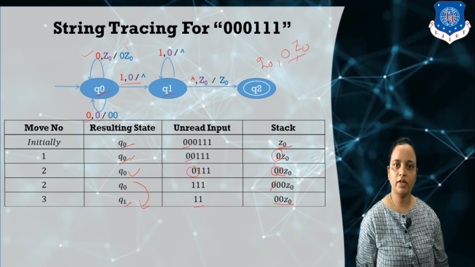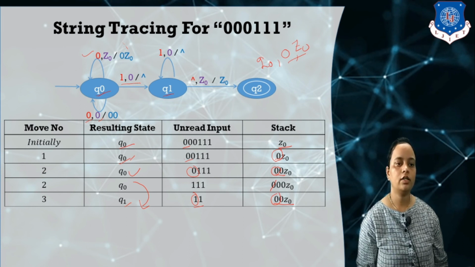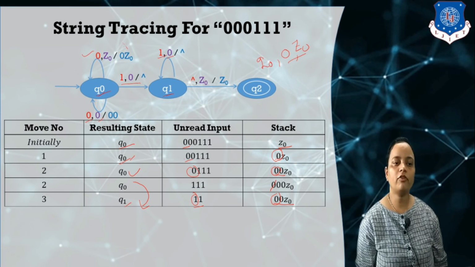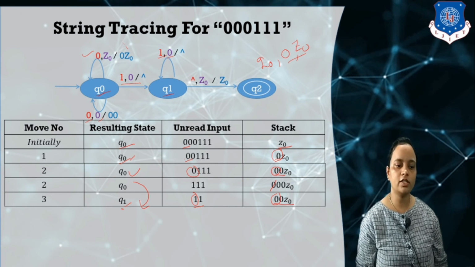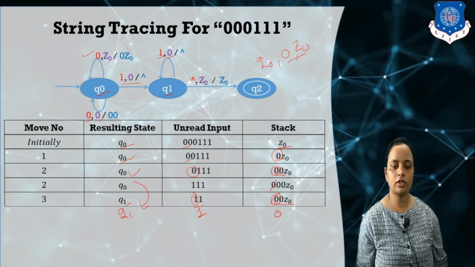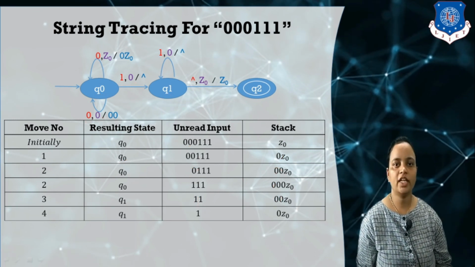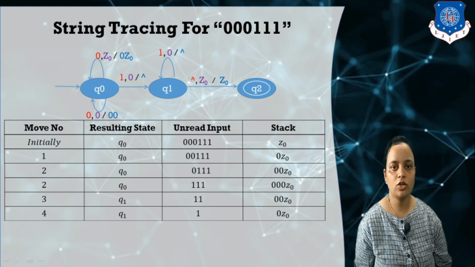So state Q1, input is 1, topmost symbol is 0. What are we going to do? Now we are performing a pop operation. Which state are we going to move to? Performing this operation, moving to the same state. So Q1, now the remaining input we have to write down, and after deleting this, the stack contains Z0 like this. Now Q1, input is 1, topmost symbol 0. What are we going to do?